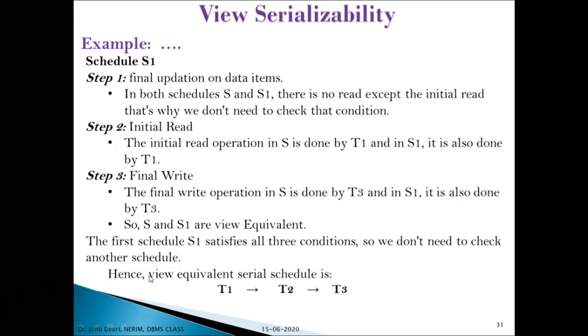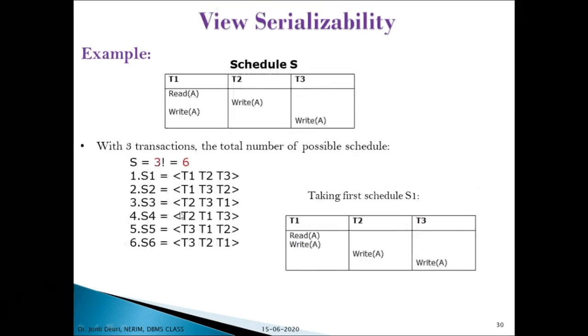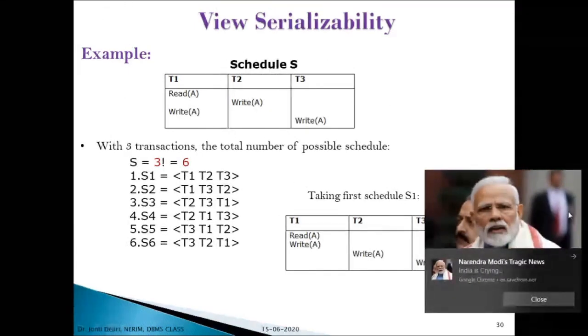Hence the view equivalent serial schedule is T1, T2, T3. You can take that first one as T1, T2, T3. Right? So that means this is view equivalent.